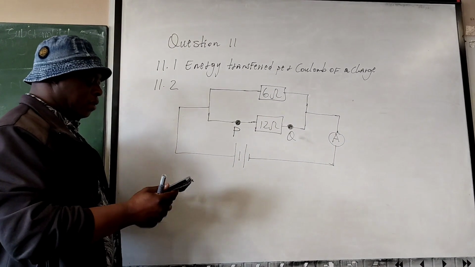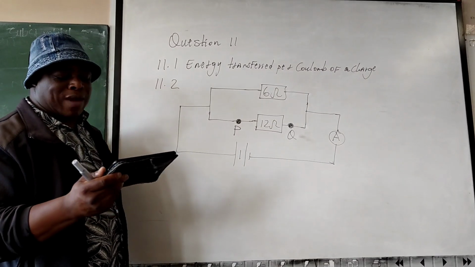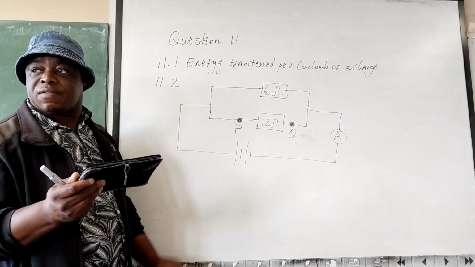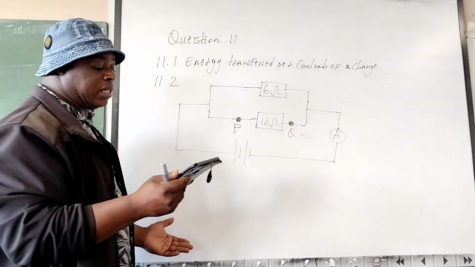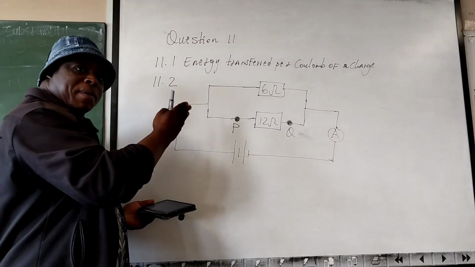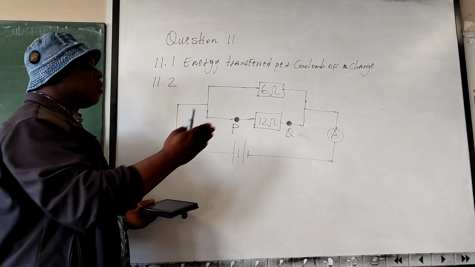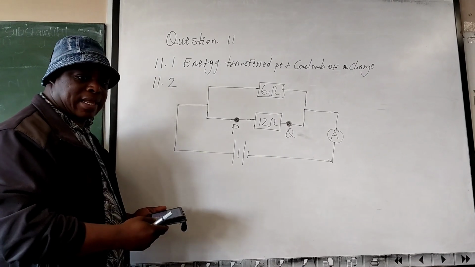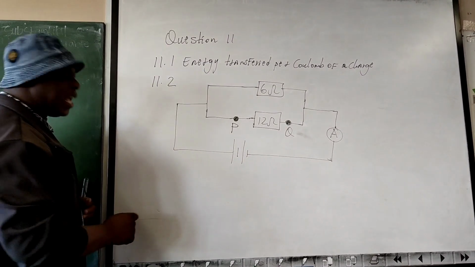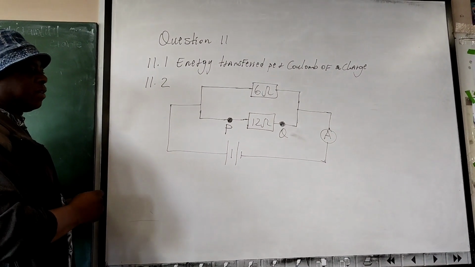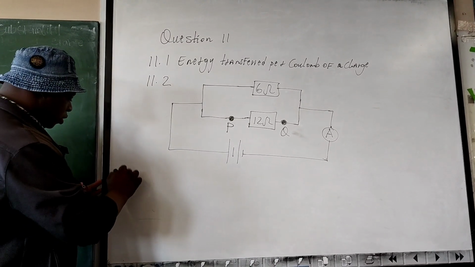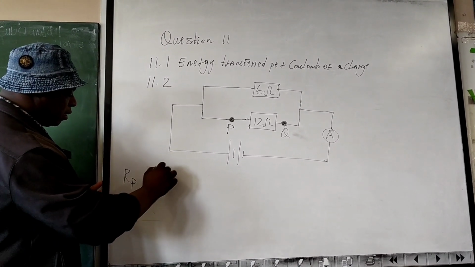So let's look at the first question. 11.2.1. It says calculate the total resistance of the circuit, right? That's what the question says. Then we have a parallel combination, right? So that should not be difficult for us to calculate, right? Let's have a look at that. So there are 2 options in terms of this calculation. The first option, we can use the product over sum rule.